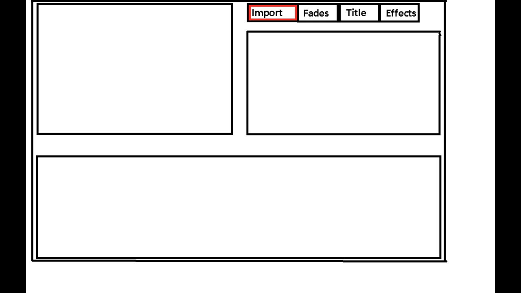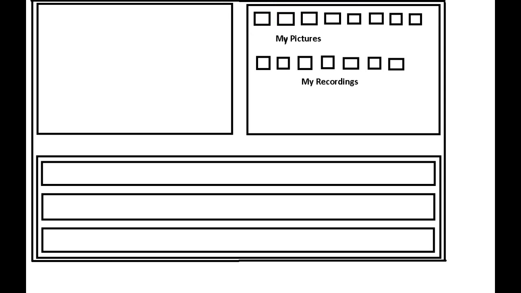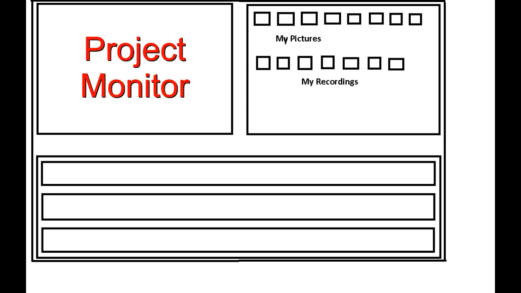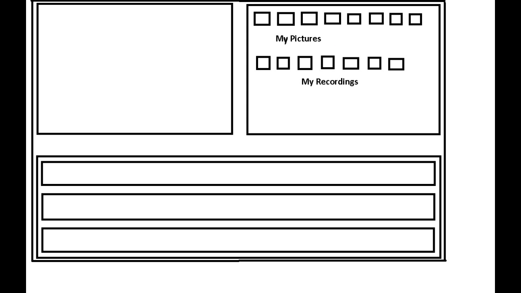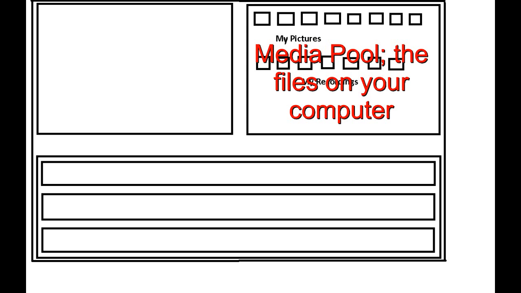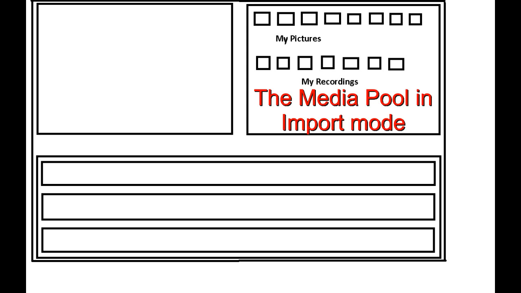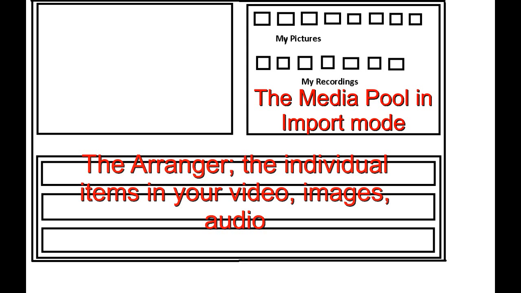At the top right, you will see 4 boxes. We will only use the import box. Mike Hilliard will describe the use of the others later. The top left screen is the project monitor, which will display individual images, videos, or even play audio files. In import mode, the box at the top right is the media pool. It shows all the files on your computer, images, videos, and audio. Along the bottom is the arranger, where we will load all the features of the video.